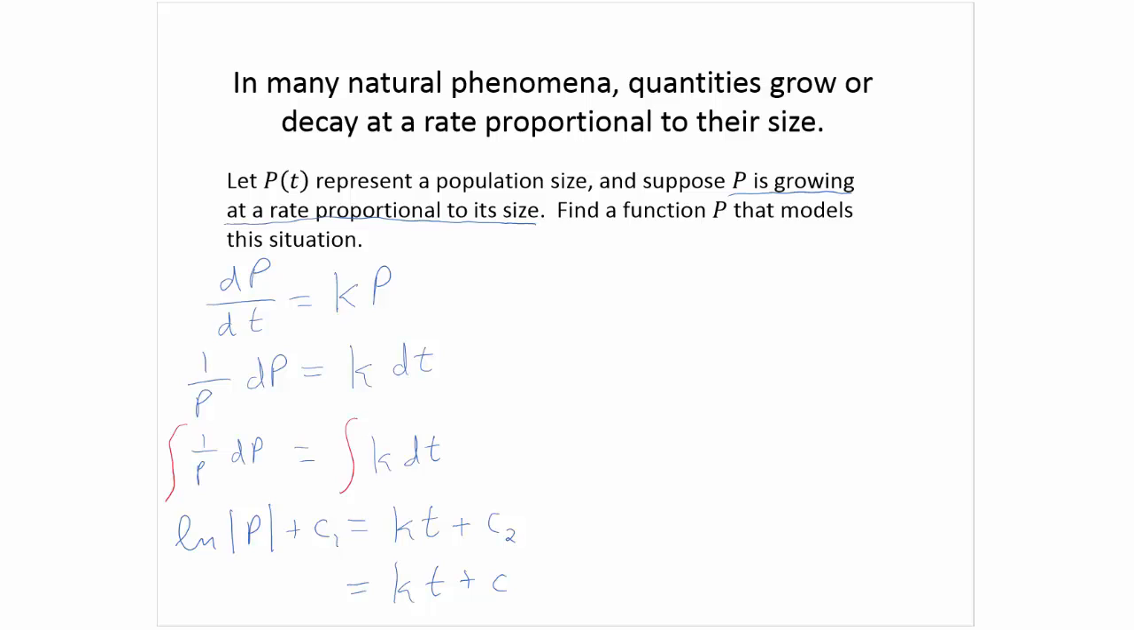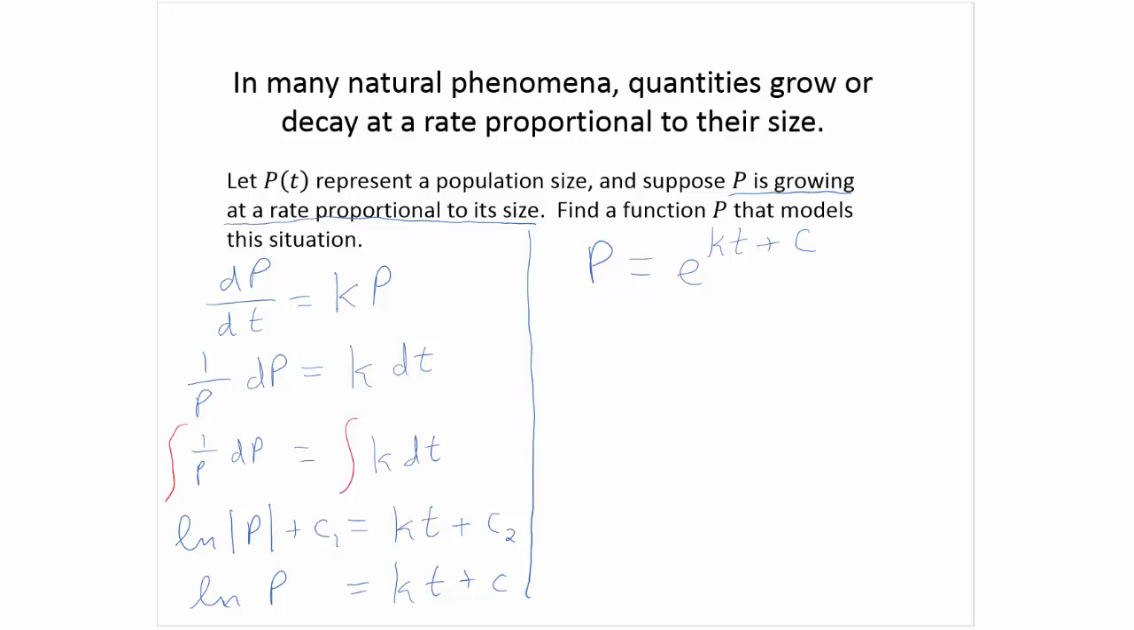And now if we make the assumption that the population is positive, usually a reasonable assumption, then I can just write this as natural log P equals kt plus c. So now let's solve for P. I'll exponentiate both sides of the equation with the base e, since we have the natural log. And so then I can write that P is equal to e to the kt plus c.